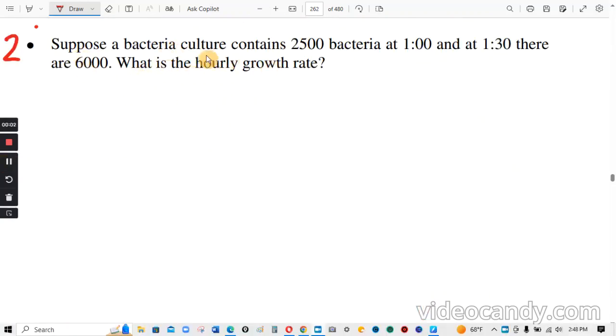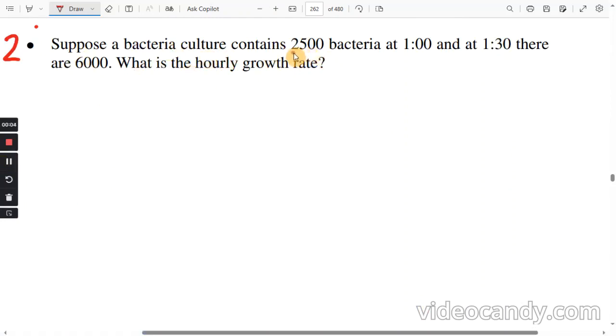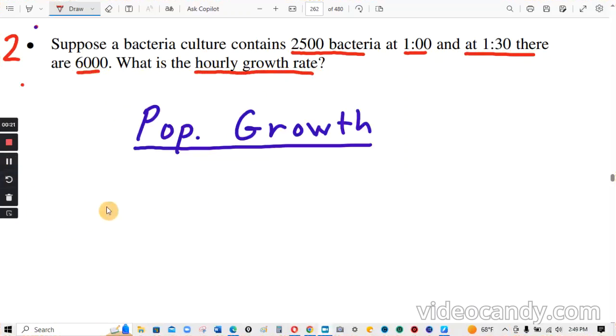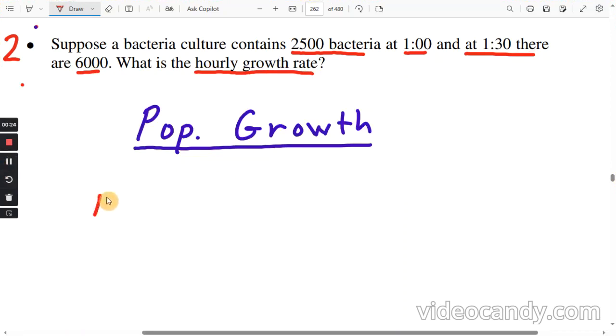Example 2, suppose a bacteria culture contains 2,500 bacteria at 1, and at 1:30 there are 6,000. What is the hourly growth rate? Once again, we have a population growth, so we're going to use N of t equals N sub 0 times e to the power of RT. And again, you can use A equals Pert if you like.